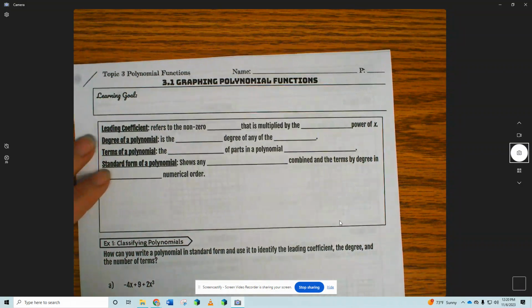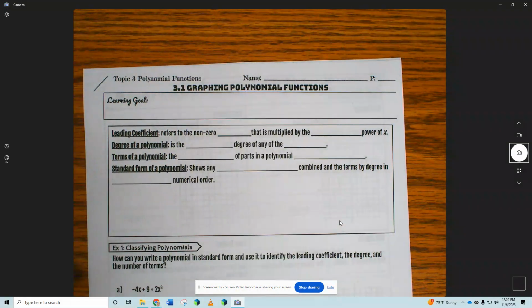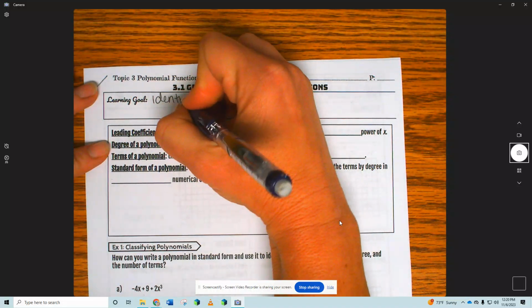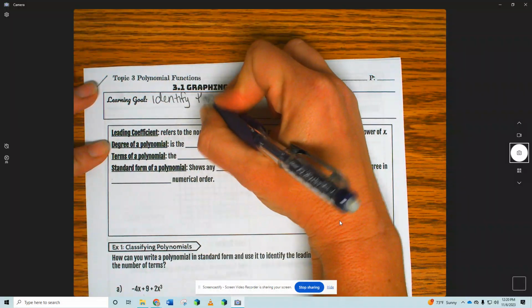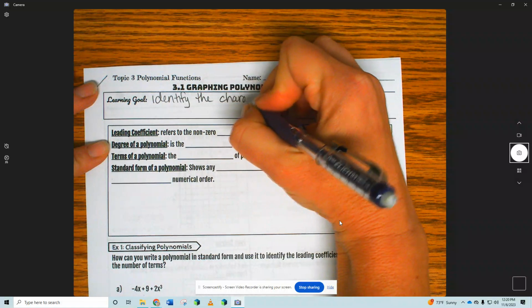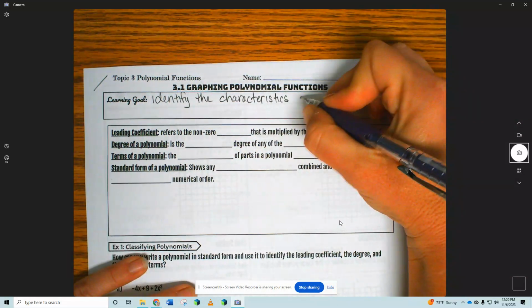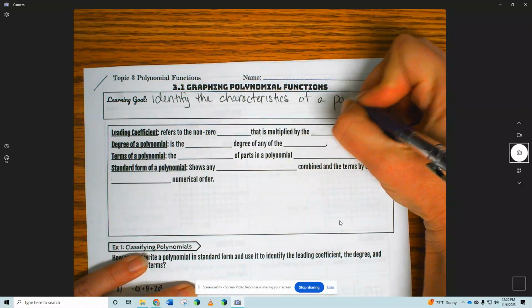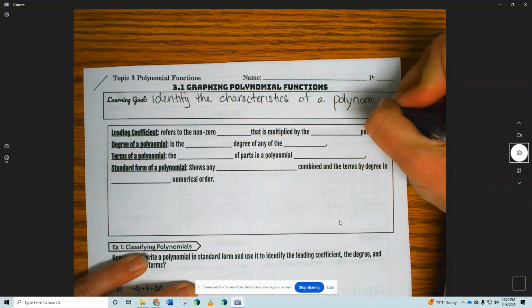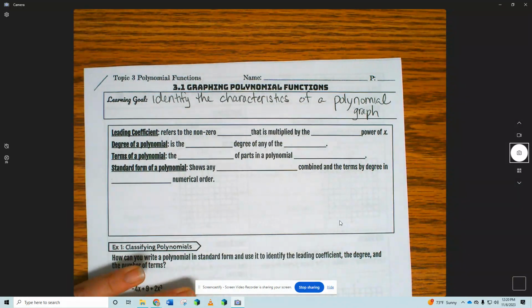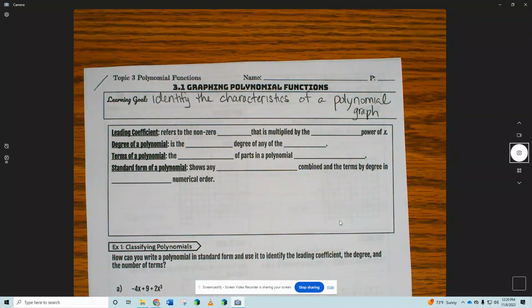And my learning goal is going to be to identify the characteristics of a polynomial graph. Like, which way does it head? Up, down? Is it negative? Is it positive? Stuff like that. Okay?